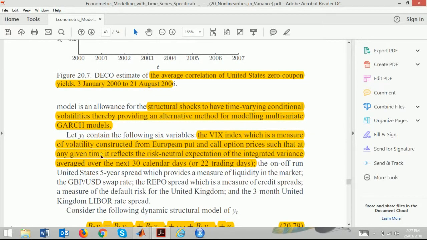The VIX index, which is a measure of volatility constructed from European put and call option prices, such that at any given time it reflects the risk neutral expectation of the integrated variance averaged over the next 30 calendar days or 22 trading days. The VIX index is a measure of volatility constructed from the option prices. So risk neutral expectation over the next 22 days is given, so that is the VIX index.